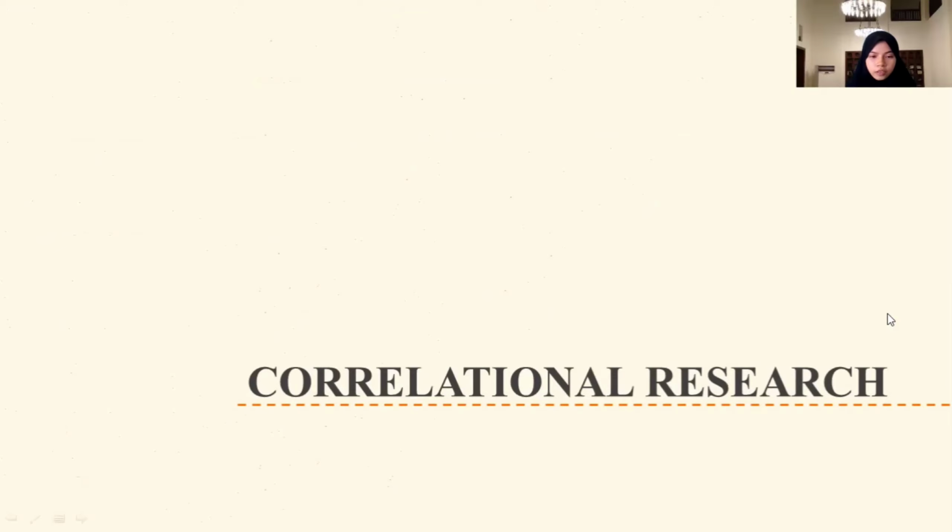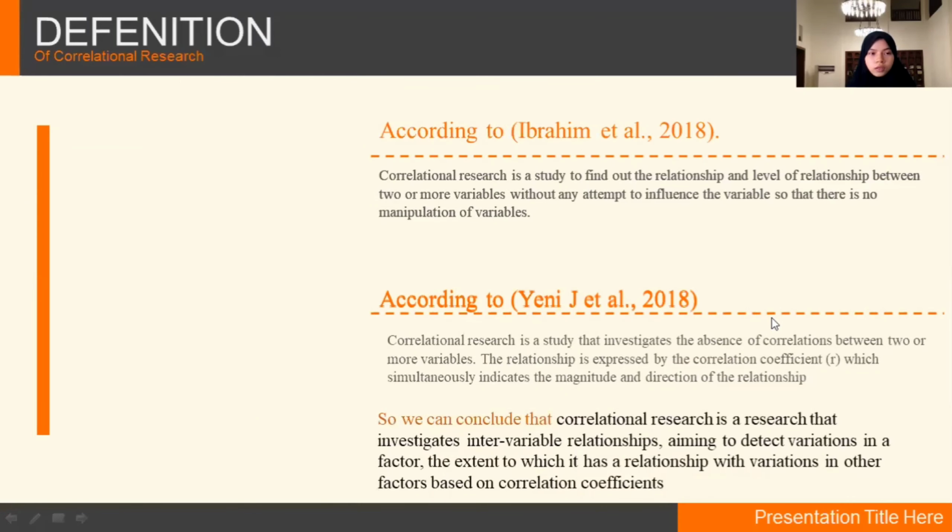I will explain about correlational research. The definition of correlational research is, first, according to Ibrahim et al. 2018, a study to find out the relationship and level of relationship between two or more variables without any attempt to influence the variables, so that there is no manipulation of variables. And next, according to Yeni, correlational research is a study that investigates the presence of correlation between two or more variables.